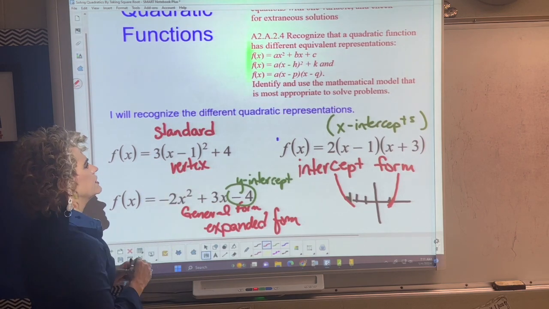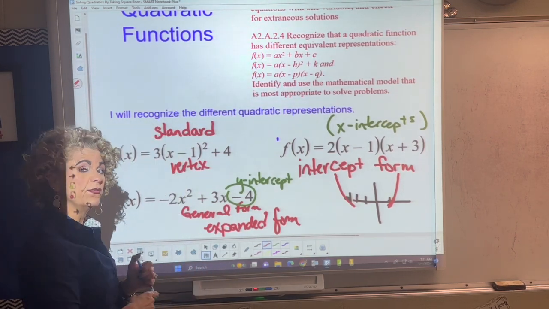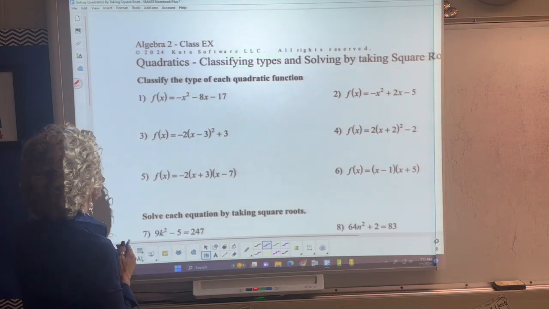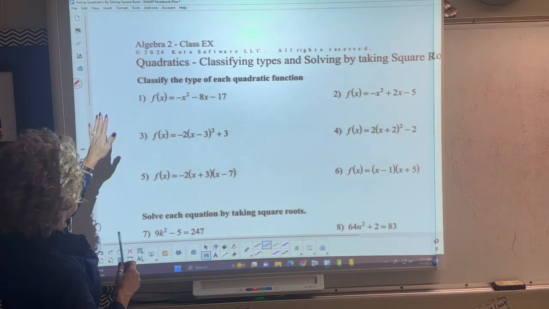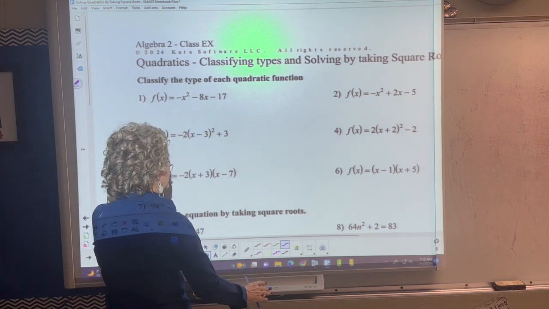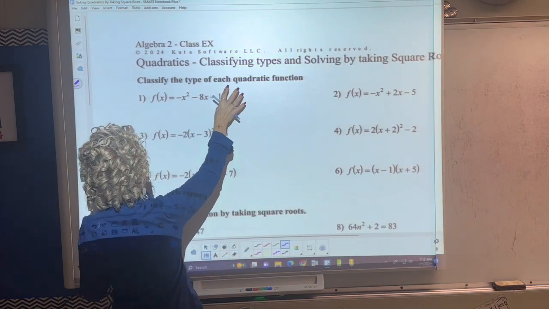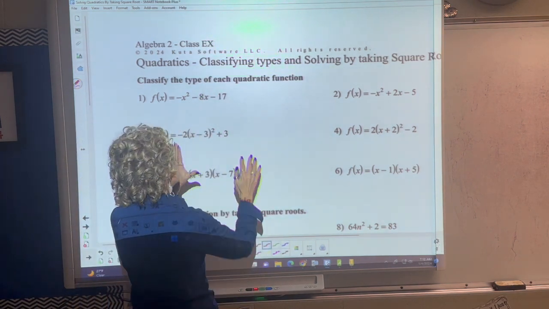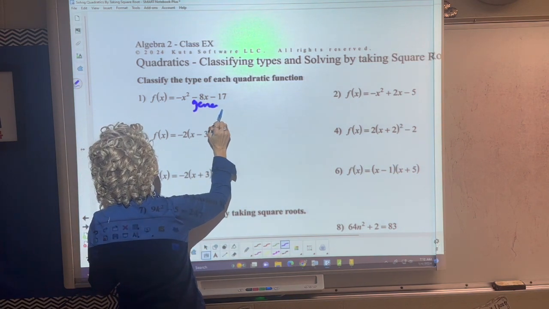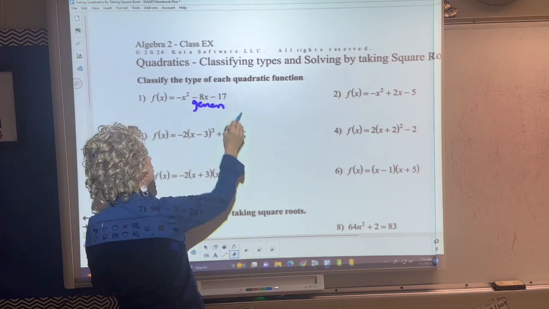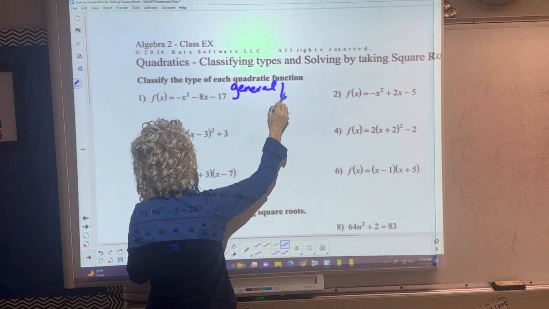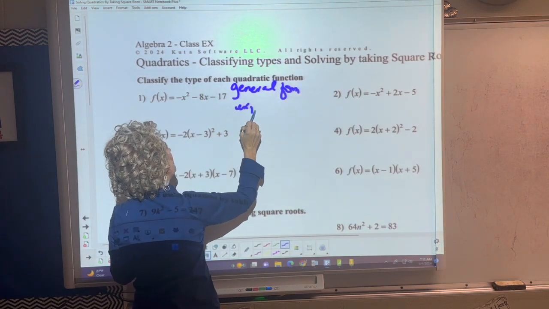So recognizing the different quadratic representations gives us a lot of information about what the graph would look like. Here are some classifications. We're going to look at 1 through 6, and we have different ones. What I like about these is, first of all, this is expanded. Nothing has to be multiplied together. We're going to say this is general form, or expanded form, and this is also expanded form.